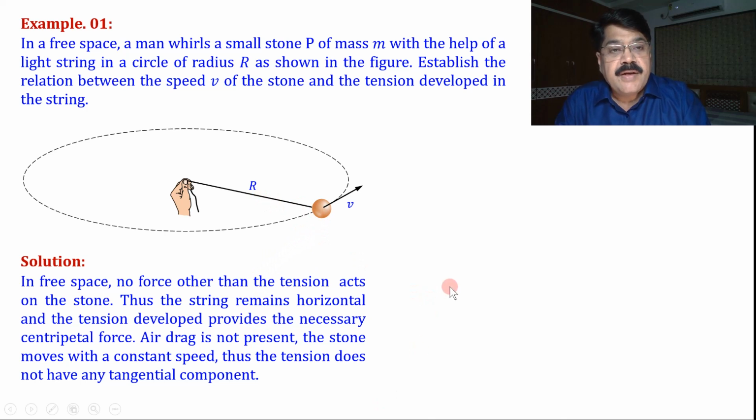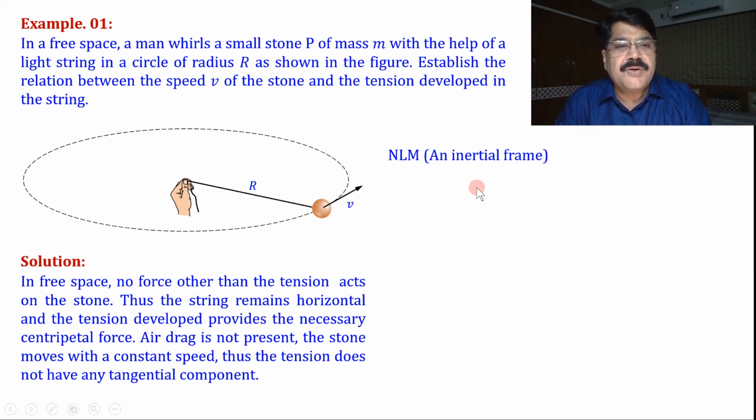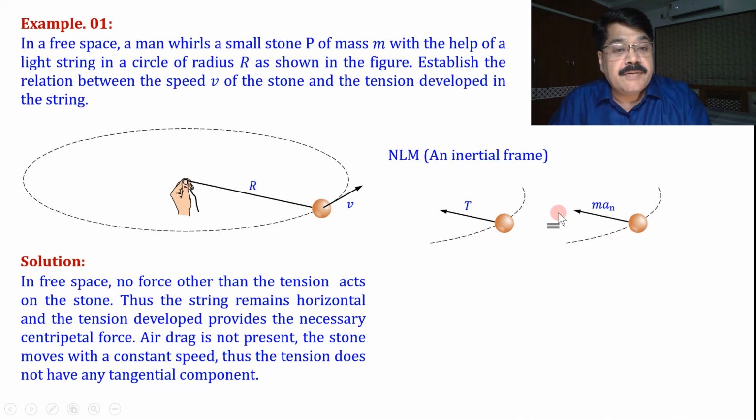Now we can apply Newton's law and write the basic equation. We are using an inertial frame. Actually, I do not recommend unnecessarily using a non-inertial frame. So we consider the particle at some time here. We apply the only force, tension T, equal to the kinetic diagram, that is m a_n, since only normal component of acceleration is there. So what equation can we write?